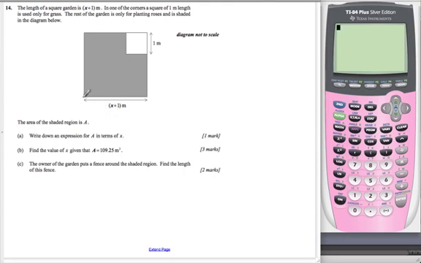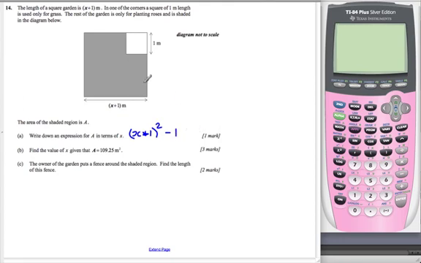We can either use what we've got, so x add 1 times x add 1, then times it by itself, so squared, and then take away this 1 times 1, take away 1. That'll give us the area.